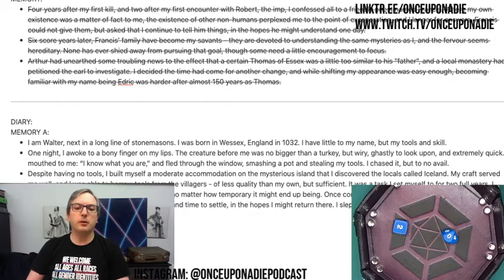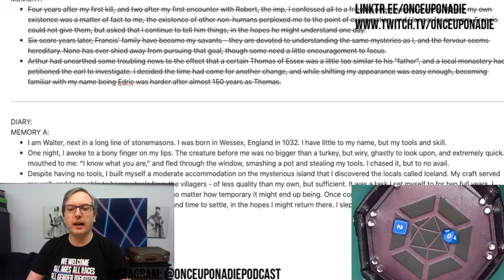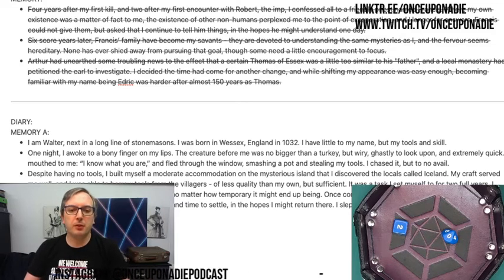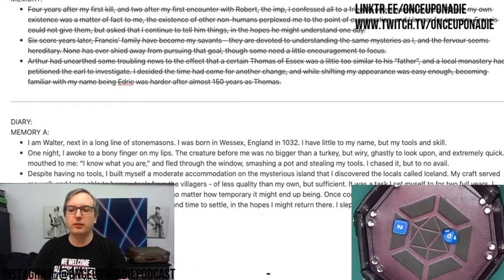Despite having no tools, I built myself a moderate accommodation on the mysterious island that I discovered the locals called Iceland. My craft served me well, and I was able to borrow tools from the villagers, of less quality than my own, but sufficient. It was a task I set myself for 2 full years.